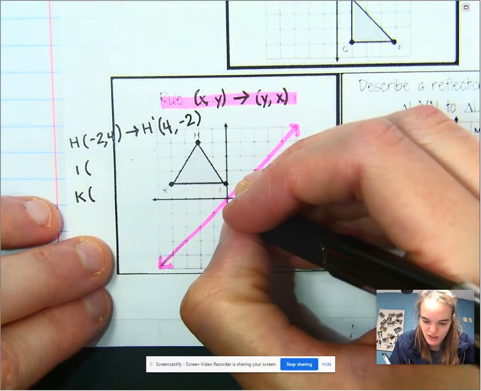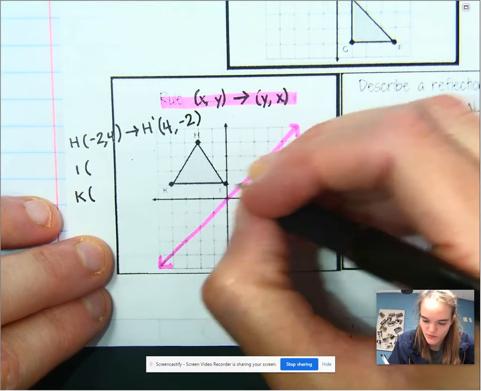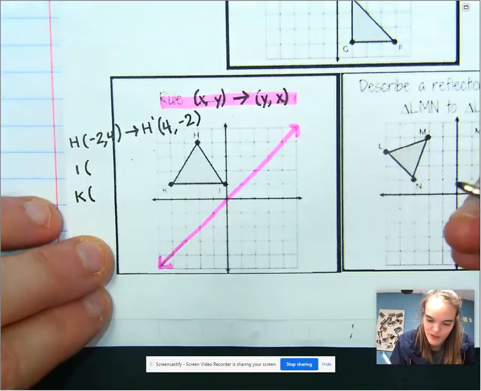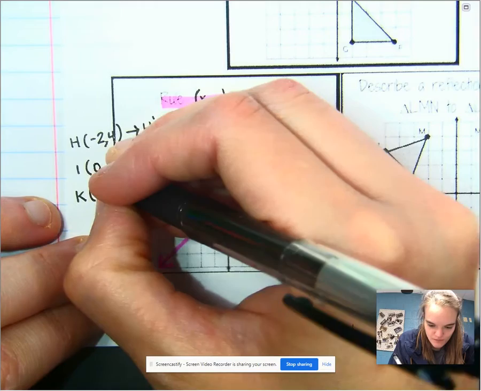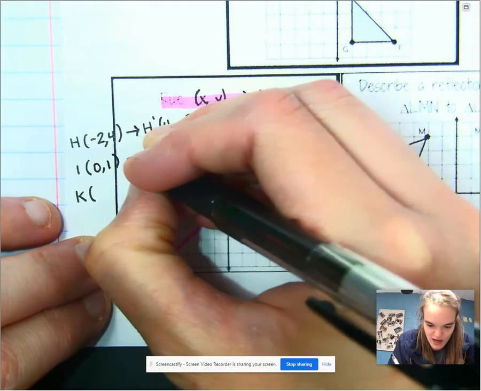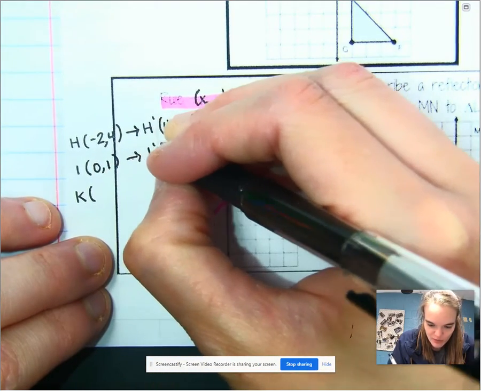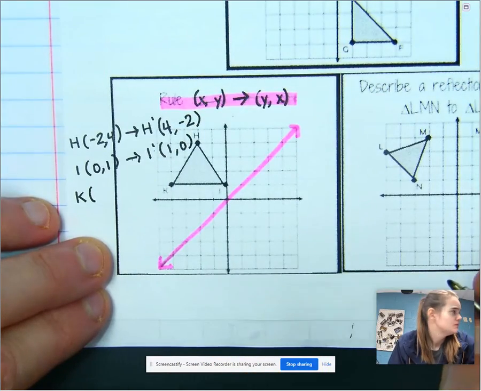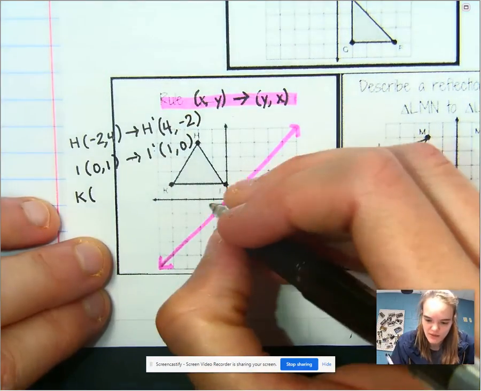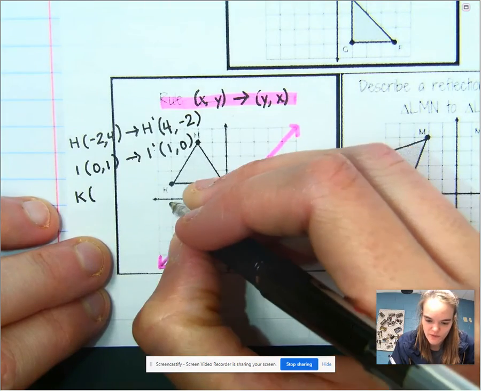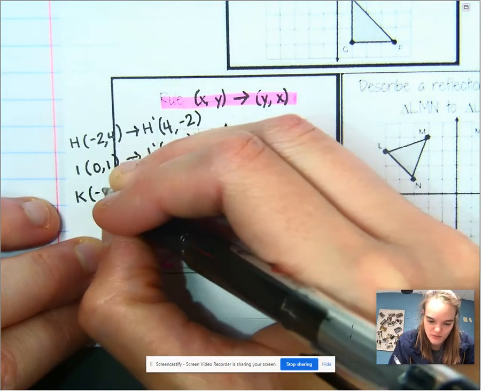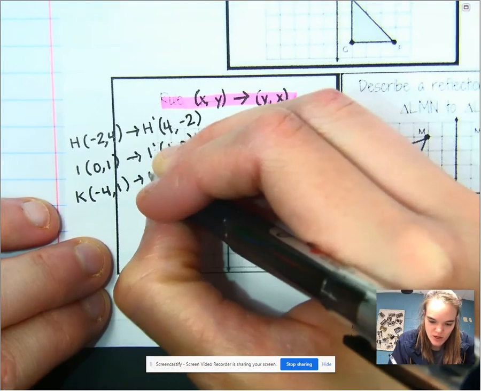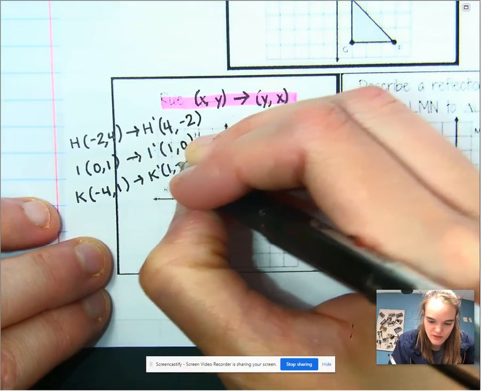I, or maybe J, is at negative 1. No, it's not. It's at (0, 1). I was looking at going this way at the point. So I prime, or J prime, depending on what that says, is at (1, 0). Okay. K is at (negative 4, 1). So K prime is at (1, negative 4).